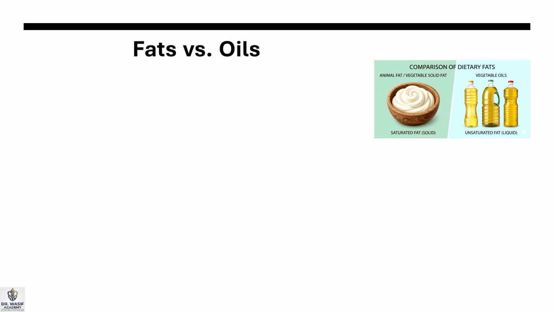So my dear students, next is fats versus oils. Have you ever thought why butter sits solid on your counter while olive oil stays a liquid? It all comes down to the shape of those fatty acid chains we just talked about.